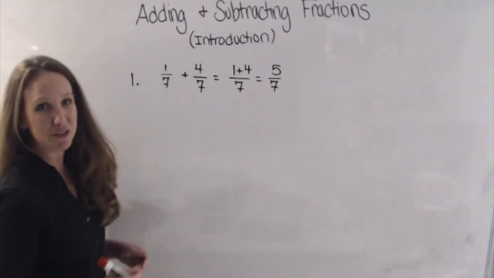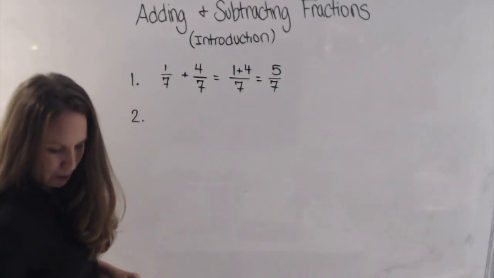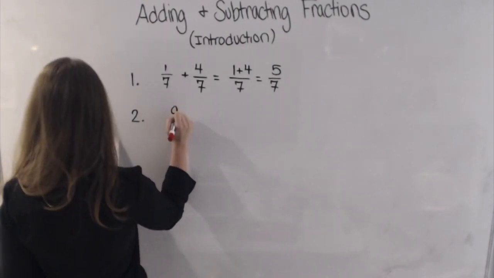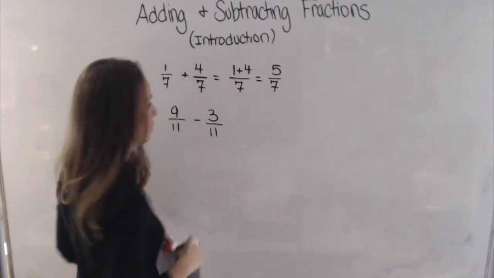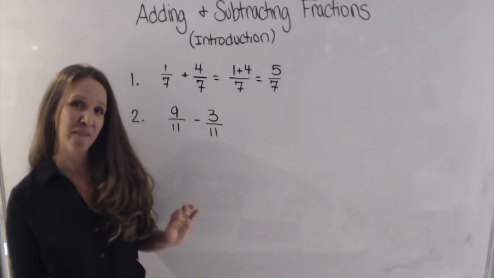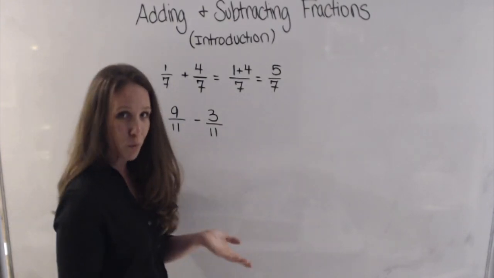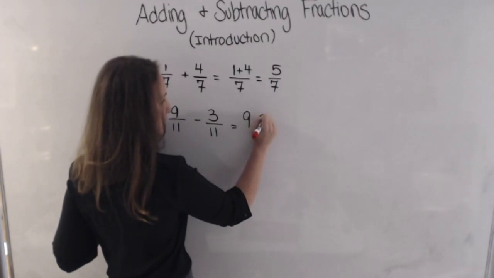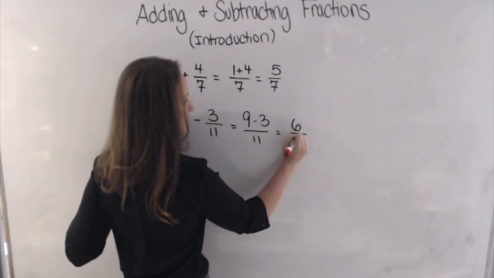Let's try the next one. Problem number 2 gives us 9/11 minus 3/11. So I have 9/11 and I'm taking away 3/11. What will I have? It's the same thing. 9 minus 3 over 11 gives me 6/11.